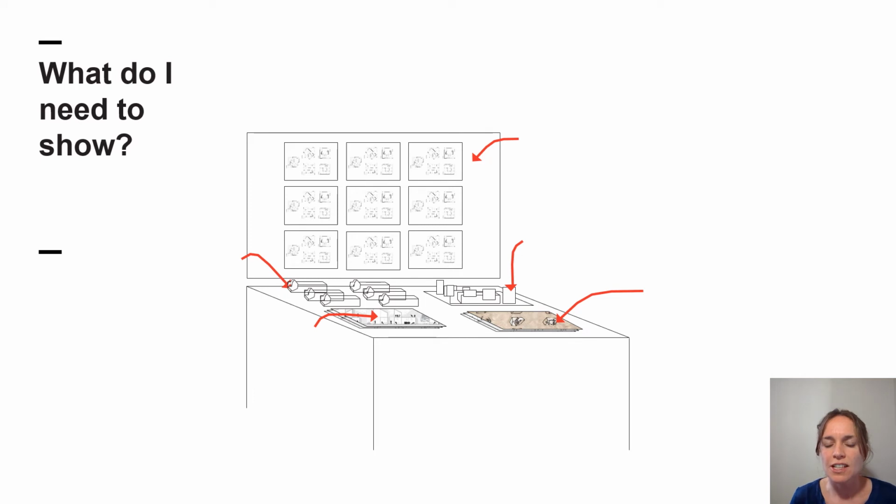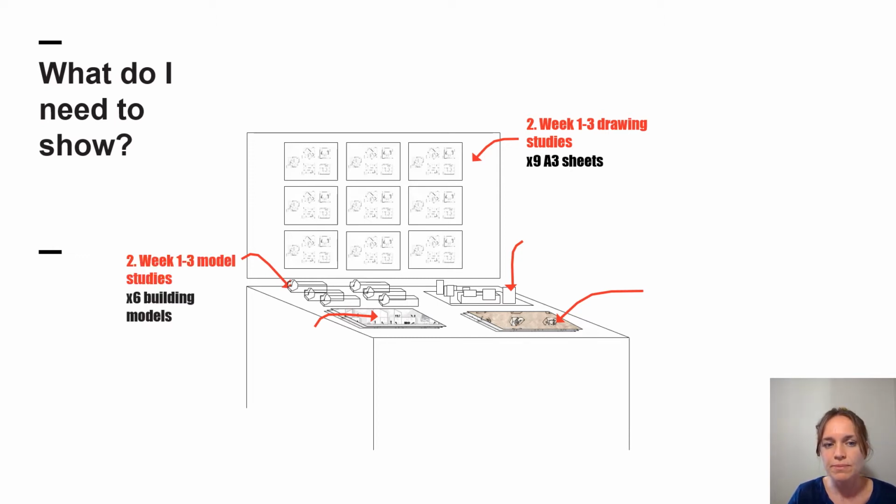So what do you need to show on the day? On the day, what you'll each have is a table and a space in the wall to pin things up. The first thing that you'll be showing on the wall are your week 1 to 3 drawing studies, and this will total 9 A3 sheets. The second thing you'll need to show are your week 1 to 3 model studies. So this will be 6 building models in total. The third thing you'll need to show is your existing site model.